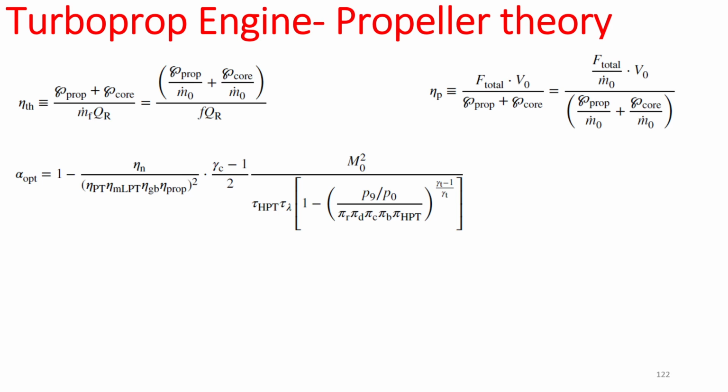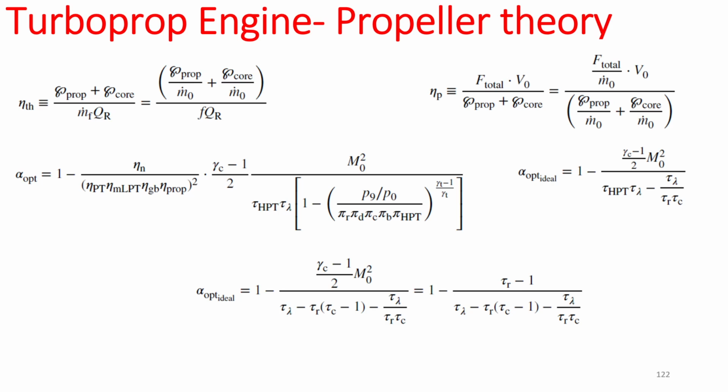The proof is in your book. I didn't want to go over the proof, but essentially this is going to be your equation for the optimal alpha. You can assume that all the efficiencies are 1 for all of the systems to have an ideal optimal alpha. And for that ideal optimal alpha, you can actually find it as a function of all the temperature ratios you are going to see. Are there any questions here?